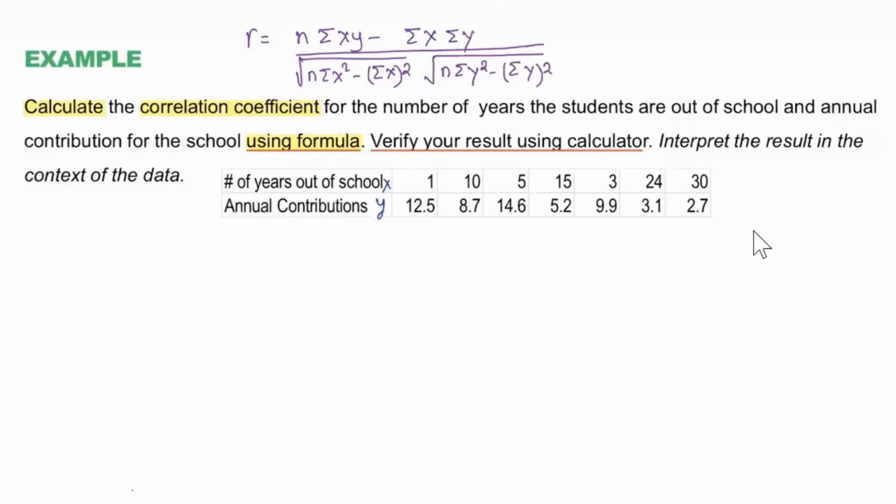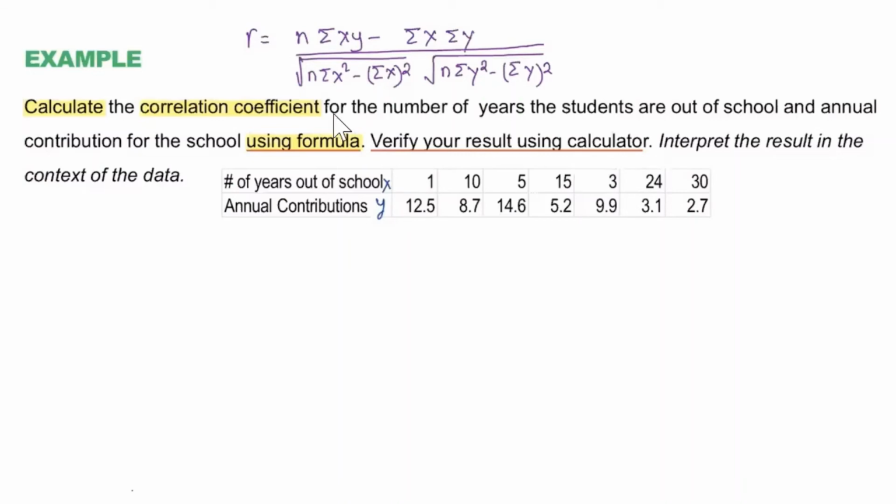Now, what I want you to do is go to the TI-84 calculator and enter the X values in list 1 and the Y values in list 2, because in order to find the value of R, we need N. N means how many pairs of data there are. You can easily count here: 1, 2, 3, 4, 5, 6, 7. So N should be 7.